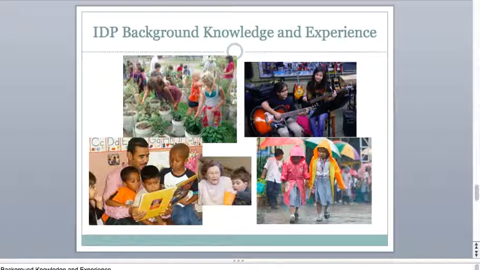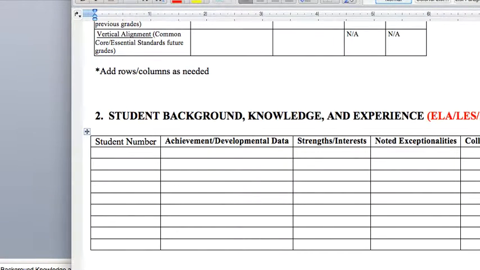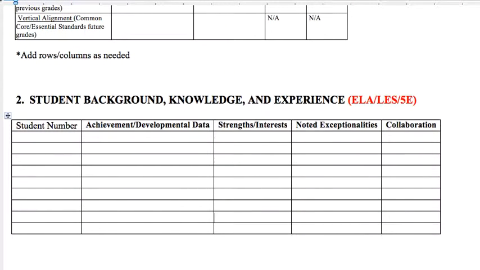So if you look at the IDP template, here it is, you'll notice that there are some things that we want to know about students. First is that we don't need to know their names, we just need a number for them. So make sure you keep their names and what number they are in a notebook.